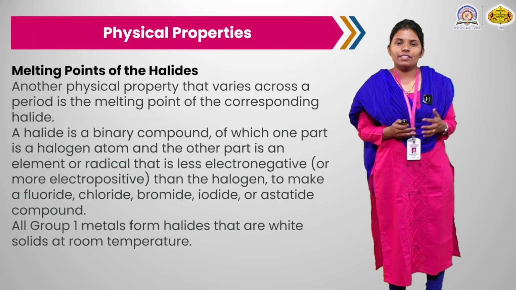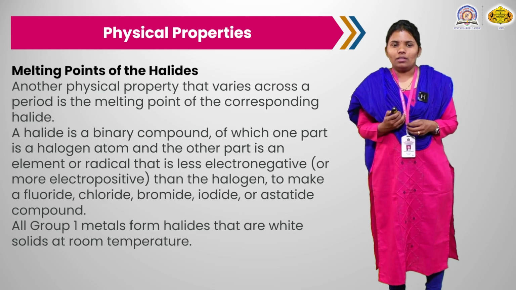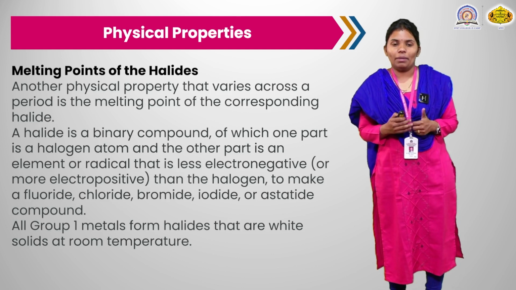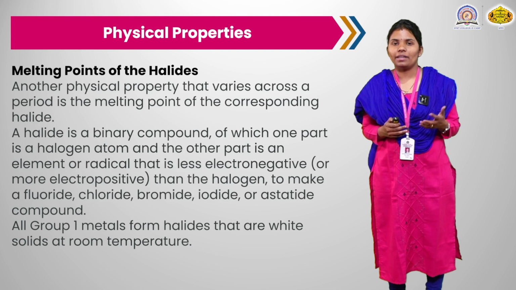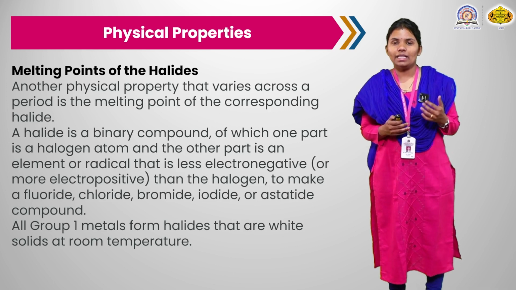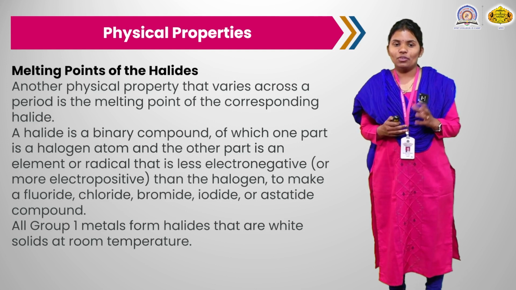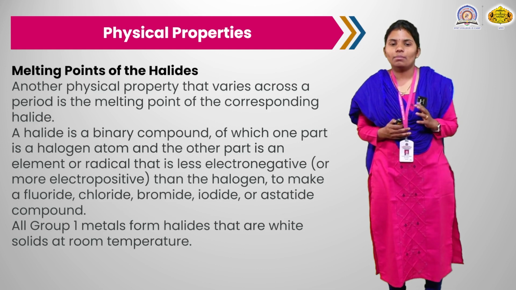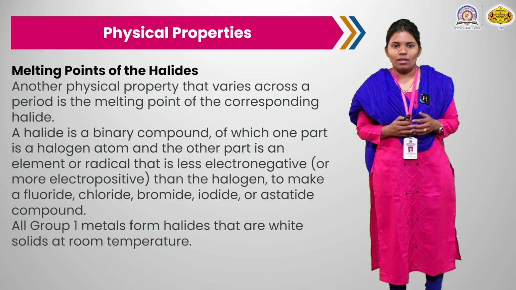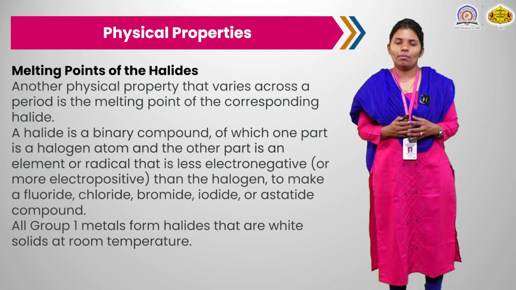The next is the physical properties, that is the melting points of the halides. That is another physical property that varies across the period. A halide is a binary compound. Fluorine, chlorine, bromine, that is F2, Br2, Cl2, form a binary compound of which one part is a halogen atom and the other part is an element or a radical that is less electronegative than the halogen, to make fluoride, chloride, bromide, iodide compounds.